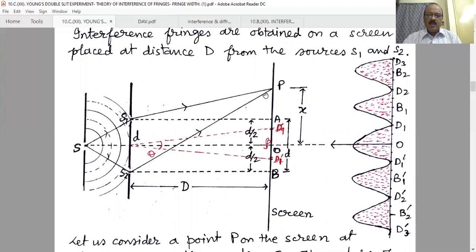Now, in this right angle triangle, which right angle triangle? S1PA right angle triangle, S1P square equals S1A square plus AP square. And we know it is D square plus x minus d by 2 whole square. Similarly, S2P square, in this right angle triangle S2PB, it is a right angle. This distance is D and it is x plus d by 2.